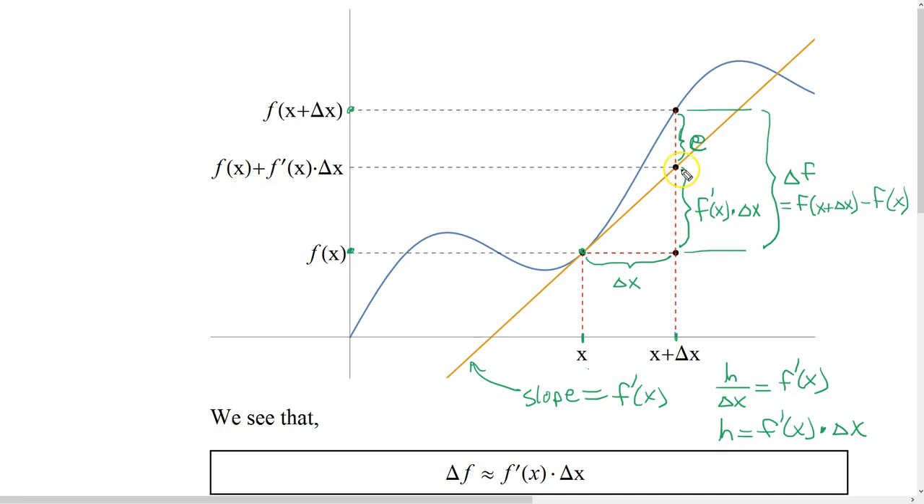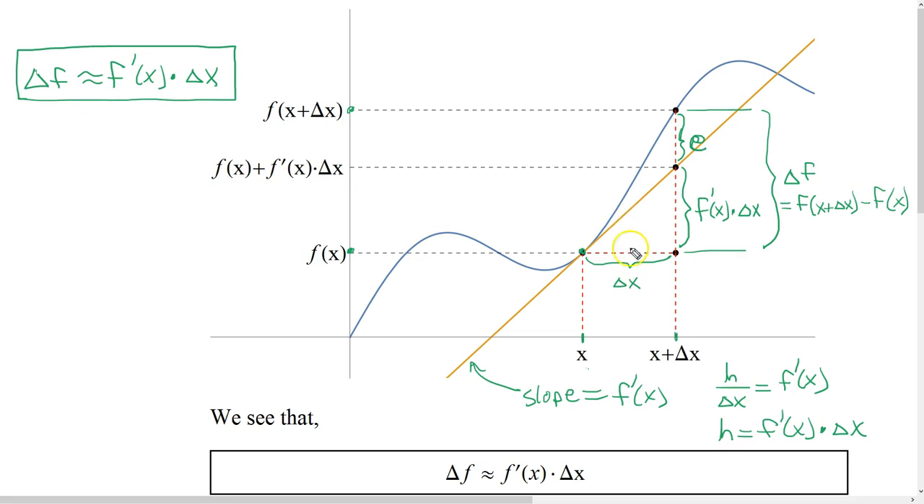Now notice that we can approximate our change in f, which is the distance from here to here, with this value, f prime of x times delta x. So we have that our change in f is approximately f prime of x times delta x. And that is a formula that we will use.